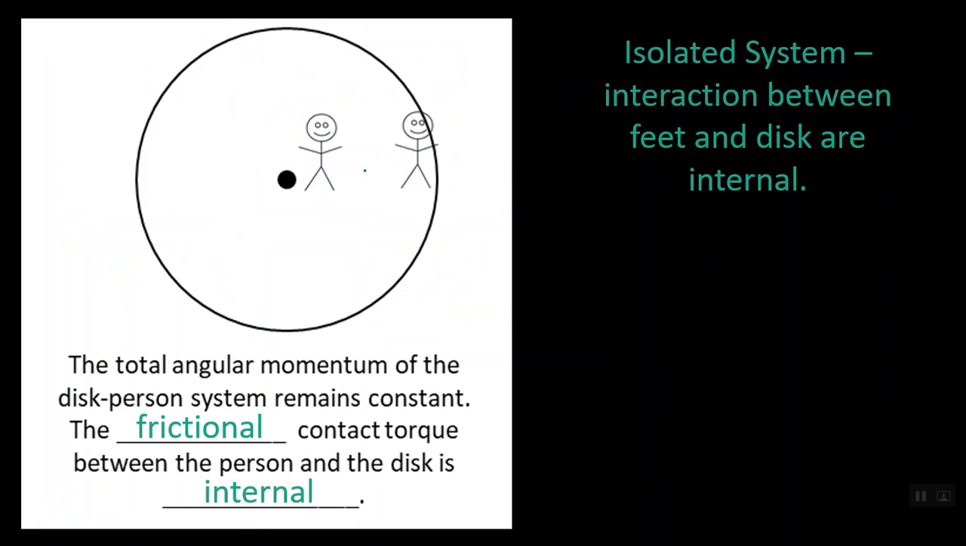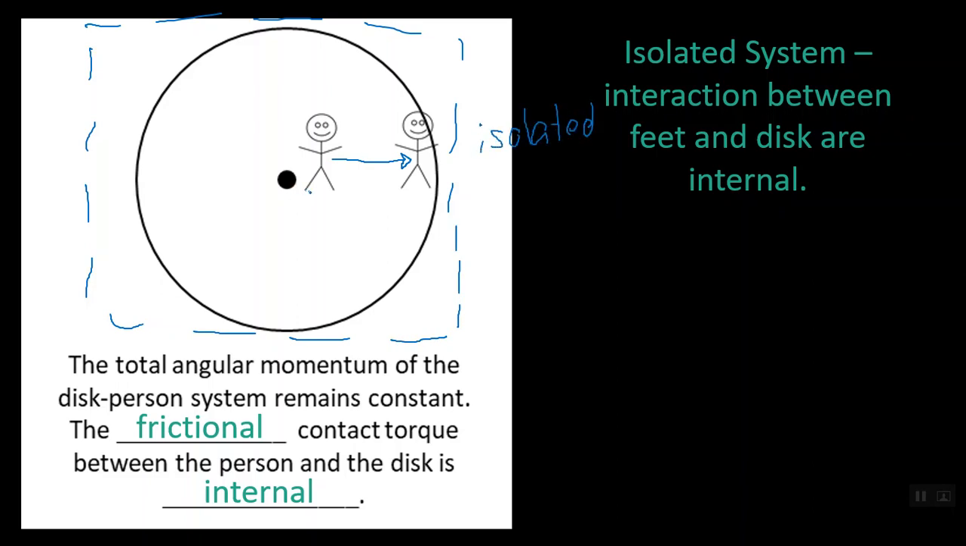So if I return to this boy on the spinning merry-go-round on the playground and he moves to the edge of the playground, there are some ways that we can look at this. If we look at it as the entire person-disc system, again, this is going to be an isolated system. There's no friction between the disc and the ground. And even though there is an interaction between the boy's feet and the top of this merry-go-round, this interaction is internal, so it's not going to change the overall angular momentum of the entire system.